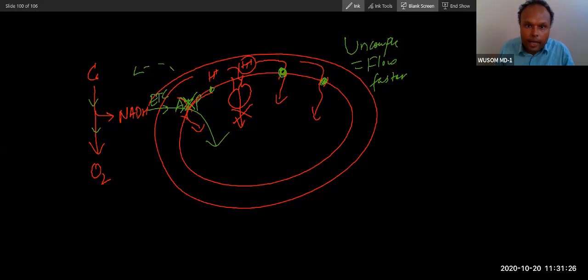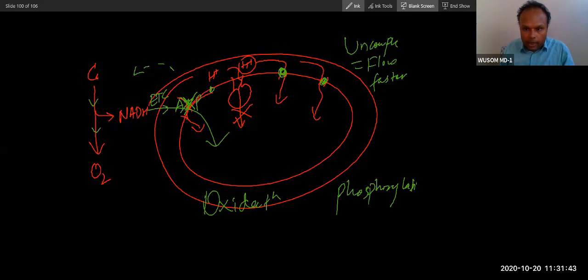And why is it called uncoupler? Because this will uncouple. There are two events, oxidation and phosphorylation. So I told you this is tightly coupled. If this does not happen, this will not happen. But this uncoupler will inhibit this, and in place of phosphorylation, heat is produced.